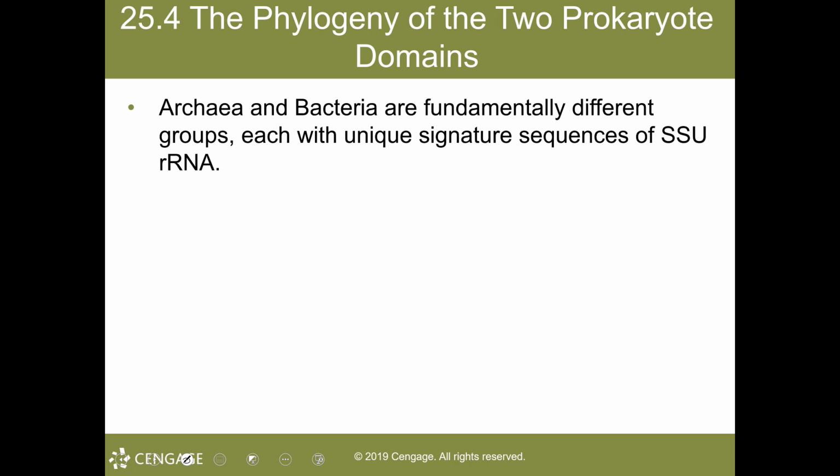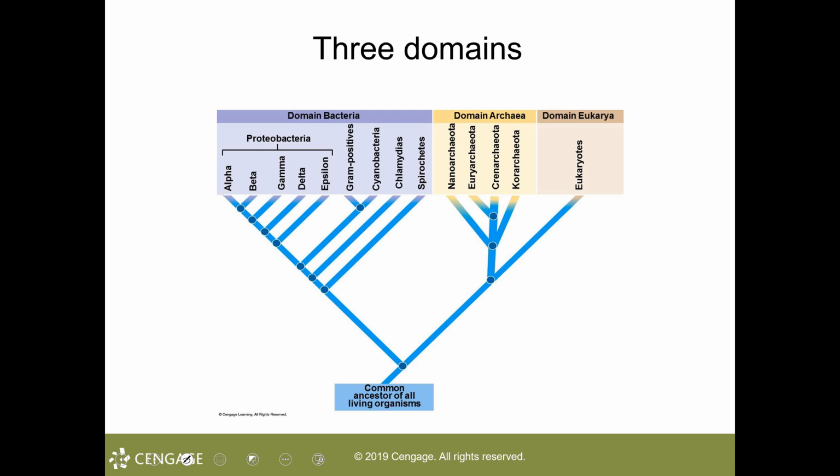So really quick, class, the phylogeny of the two prokaryote domains, archaea and bacteria, is fundamentally different. We find them here, seeing that first things first, class, there was domain Bacteria, because of that common ancestor to all living organisms. It includes the proteobacteria, of course the gram-positive bacteria, the cyanobacteria, the chlamydias, and the spirochetes. And then we get to domain Archaea, those extremophiles.